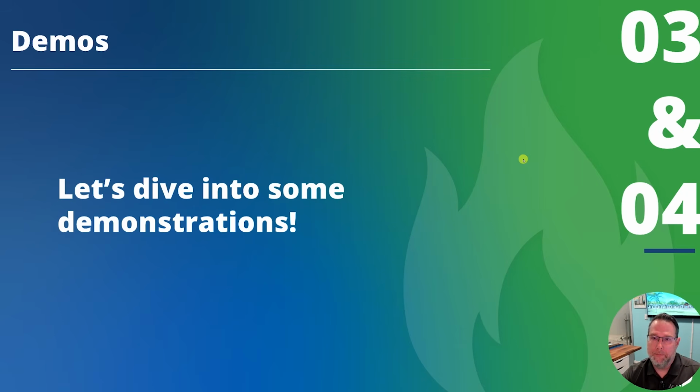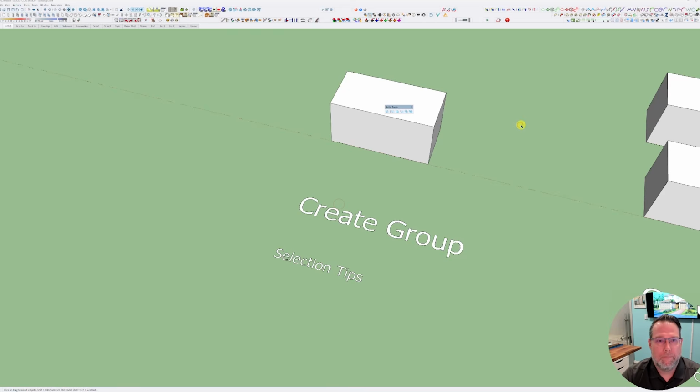So let's get into why we're here. Let's dive into some demonstrations. So let's start looking at creating groups. Everything has to be a group, so everything starts from being a group. So what does that mean?